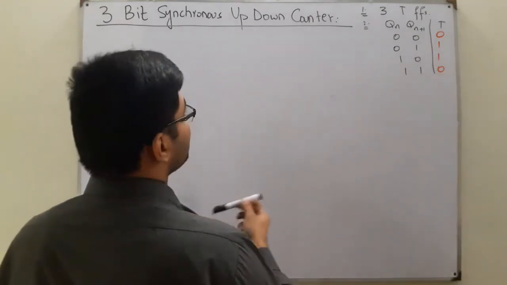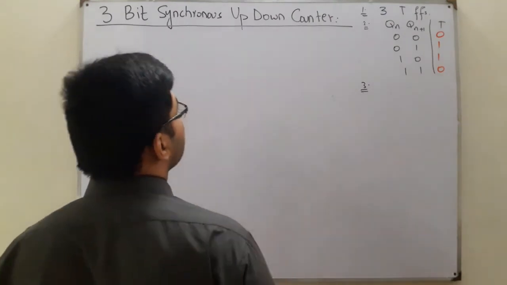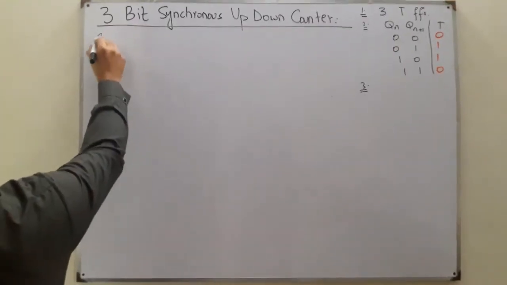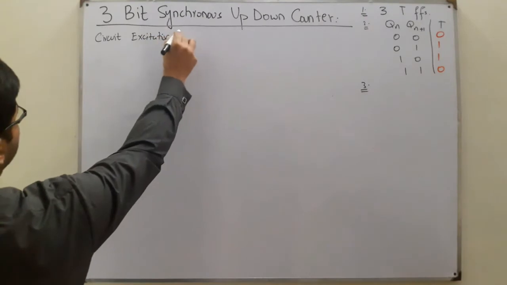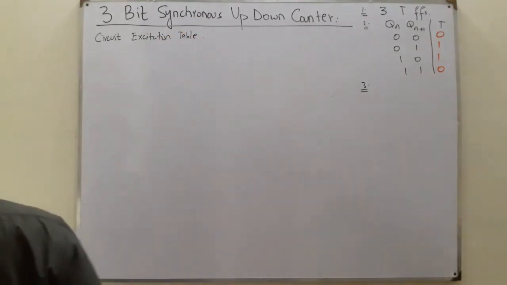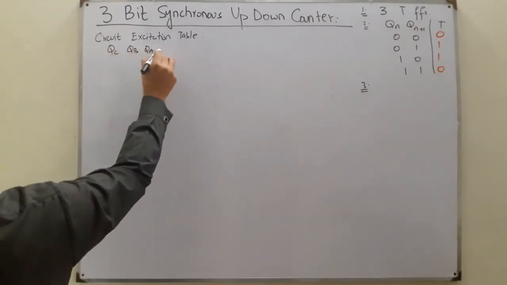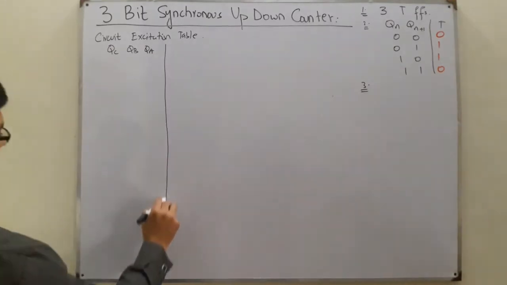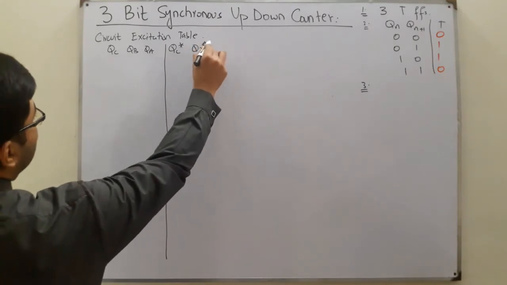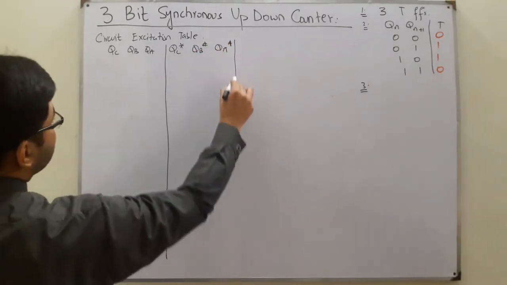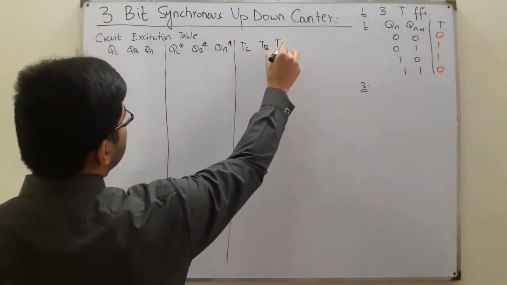The third step, you need to draw the state diagram and the circuit excitation table. So let's say I draw the circuit excitation table over here. You have the present states QC, QB, QA. The next states are QC star, QB star, QA star. And the inputs of the flip-flops are TB, TC, and TA.